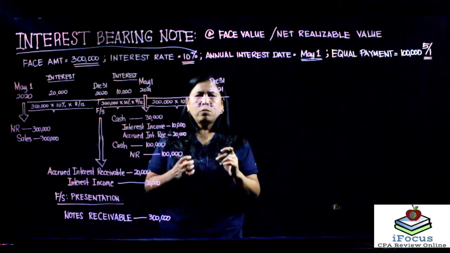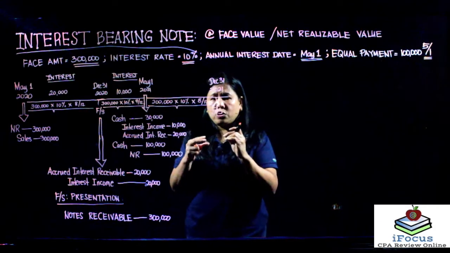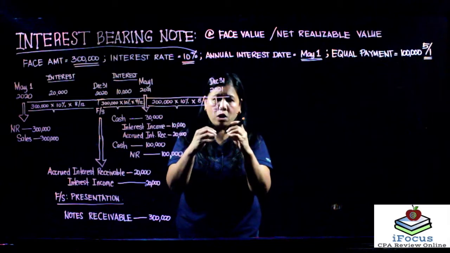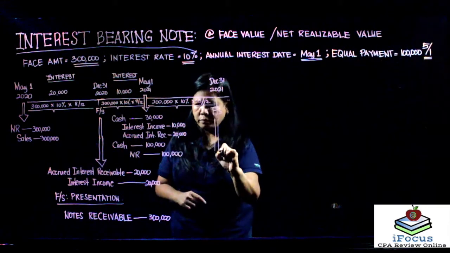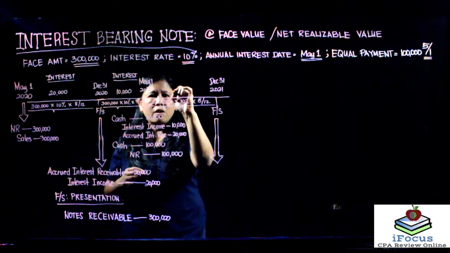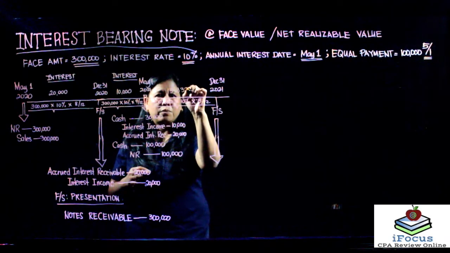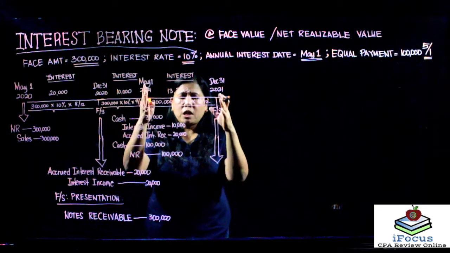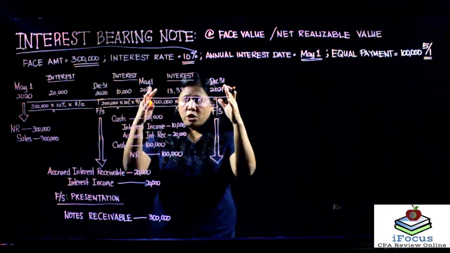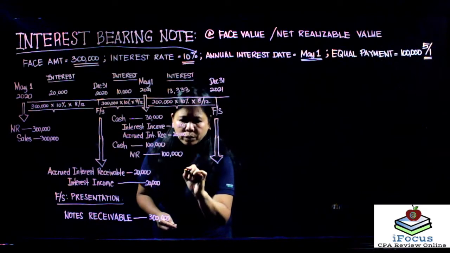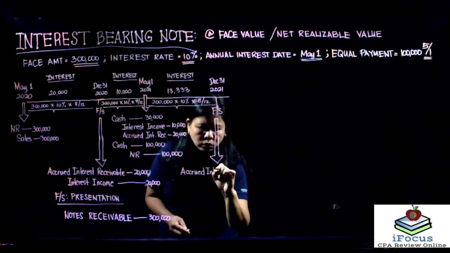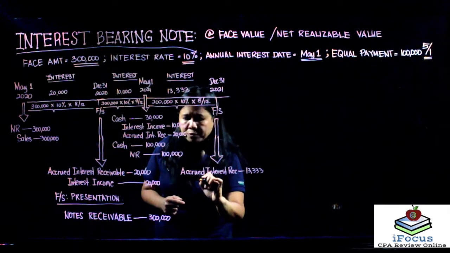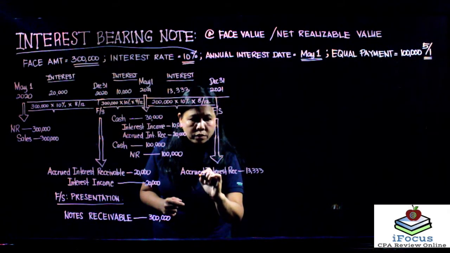Alright, and we will make another adjusting journal entry on December 31st, 2021 on our financial statement. We get 13,333 interest. So that is your interest for May 1st up to December 31st. So our adjusting journal entry will be debit to accrued interest receivable and credit to interest income of 13,333.